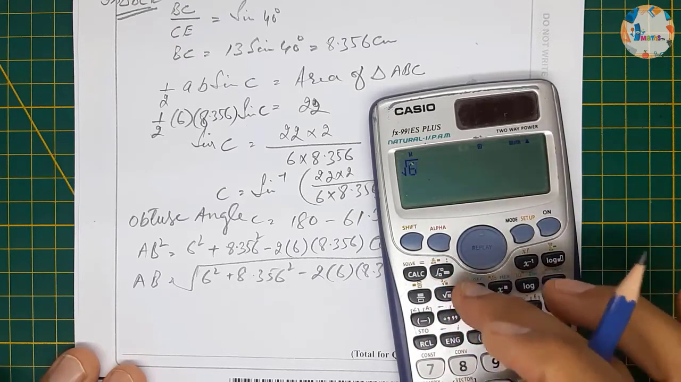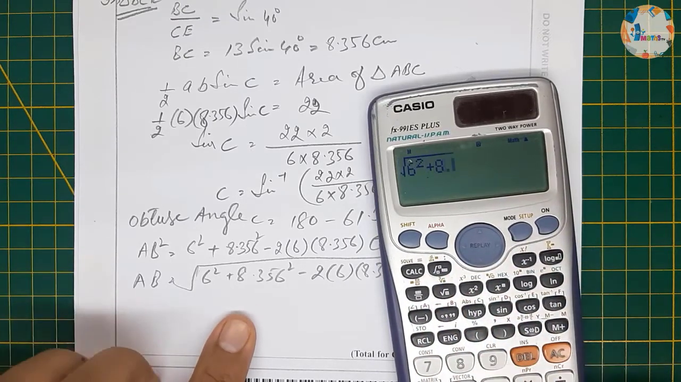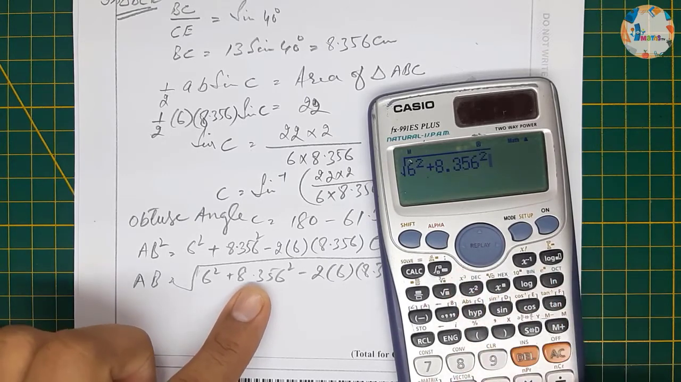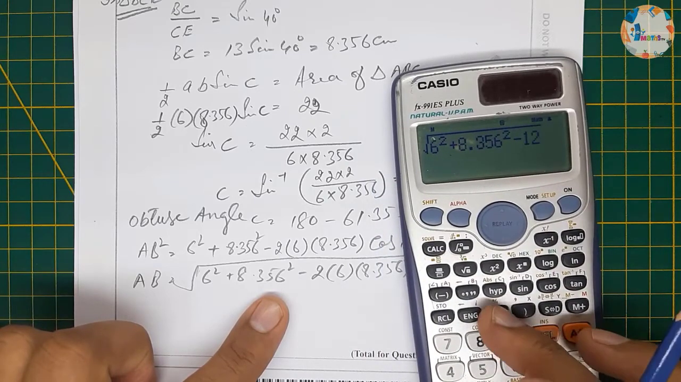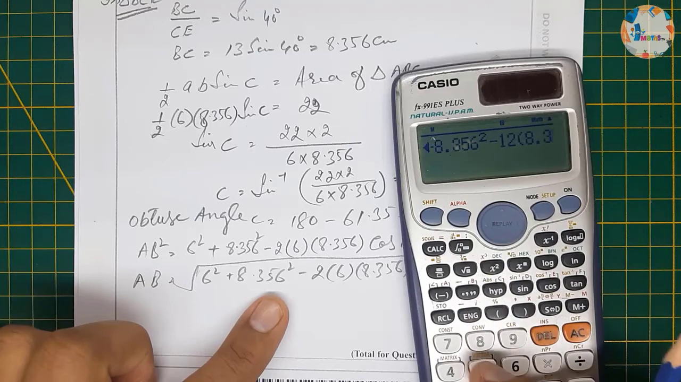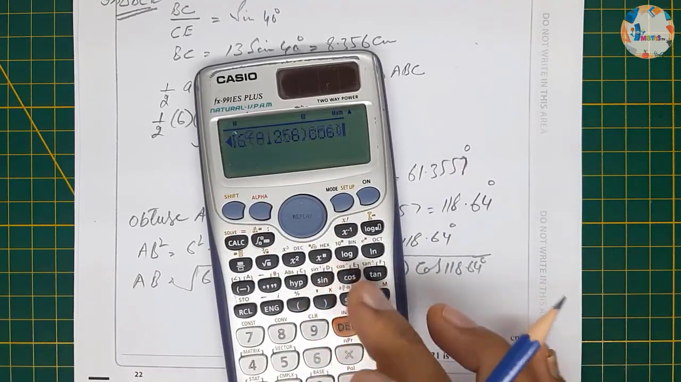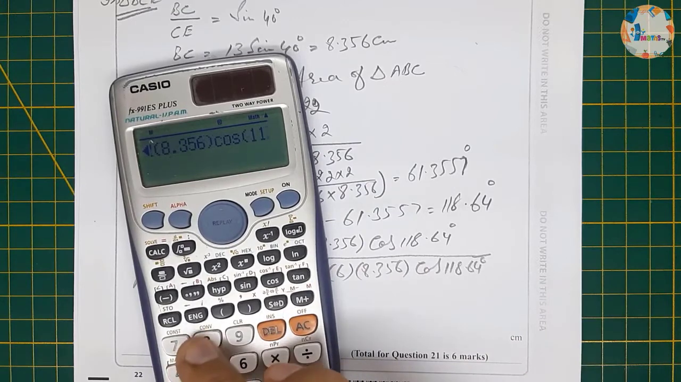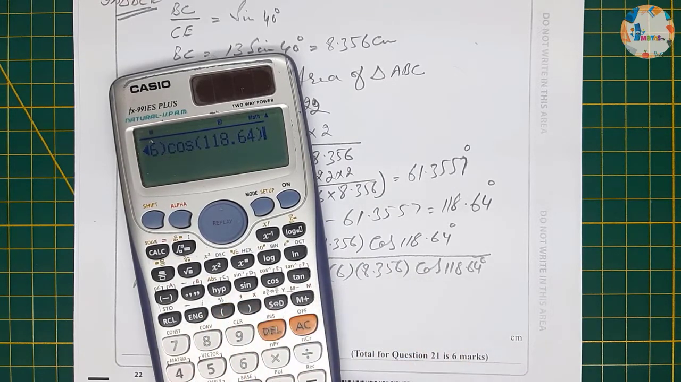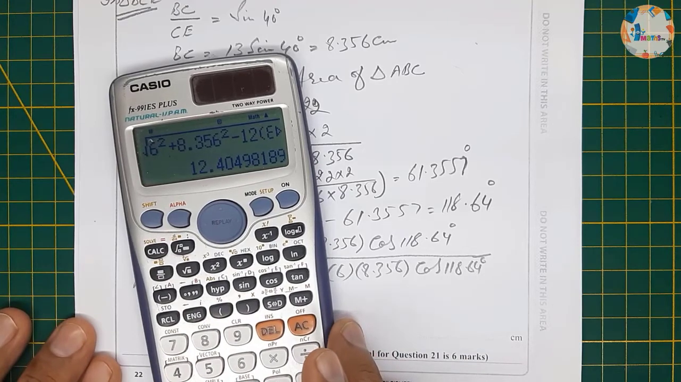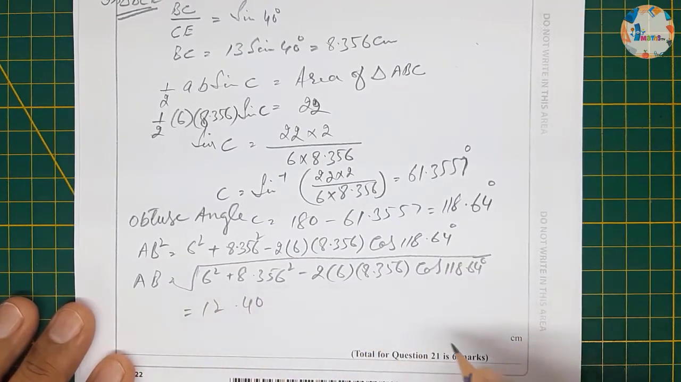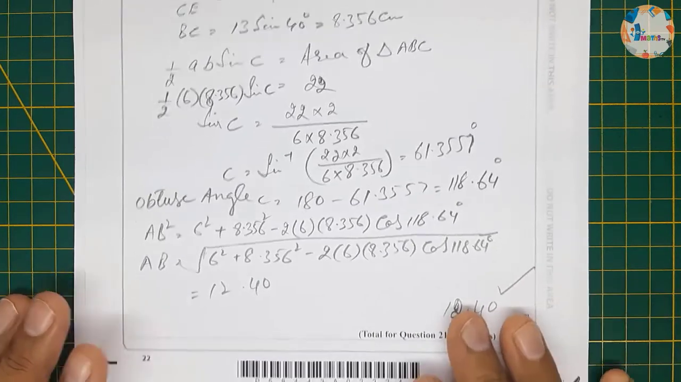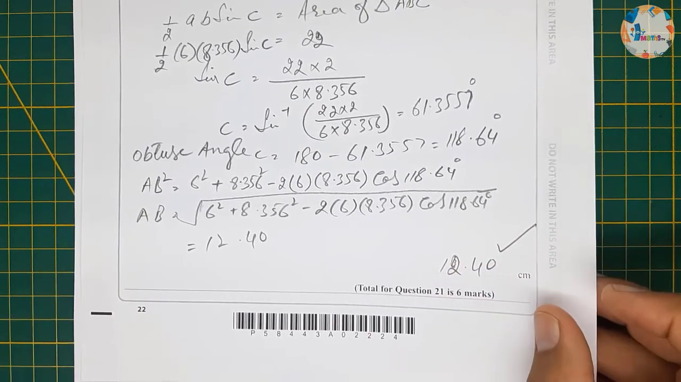And we will use this one, under root 6 squared plus 8.356 squared minus 6 into 2 will be 12, so I will write here 12 into 8.356, and cos of 118.64, and this will be equal to 12.40. So this is equal to 12.40 centimeters. So 12.40, this will be our answer. Hopefully you understood each and everything for this question.